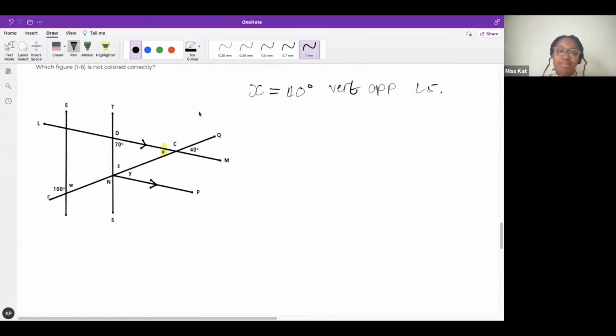The sooner you guys come to the party, the better. Someone said Z is 70. What's the reason? Is there a reason? Y is 40. Thank you, Oral Dean. Y is 40 because of alternate angles. Which parallel lines are we using? DM is parallel to NP.